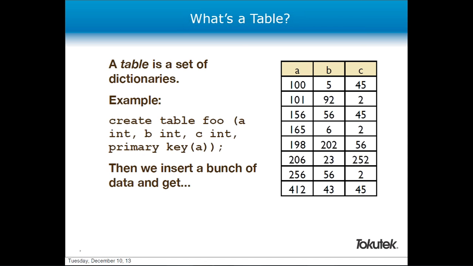So what's a table? We're going to define a table as a set of dictionaries. Once again, hopefully the last point on MySQLisms versus MongoDBisms, I'm going to be using the term table and not collection here. I might be saying the word column instead of fields here. So a table is a set of dictionaries. As an example, if you have a MySQL statement of create table foo, A int, B int, C int, with the primary key of A, and you insert a bunch of data, you get something looking like what you have over here. I'm hoping people can see my mouse, where you have your rows inserted here in primary key order.